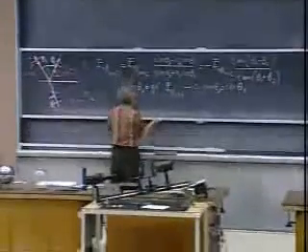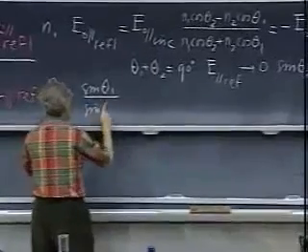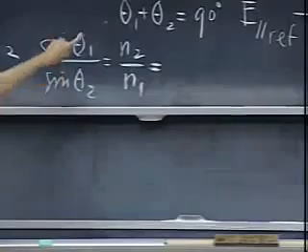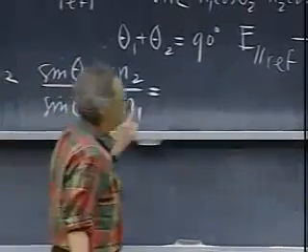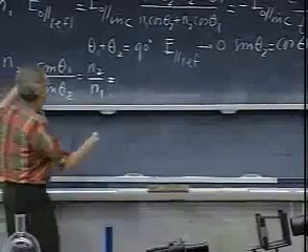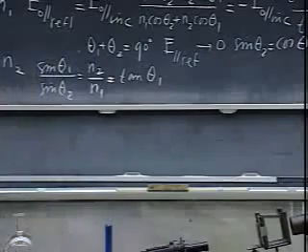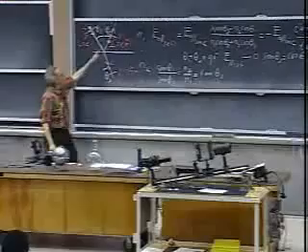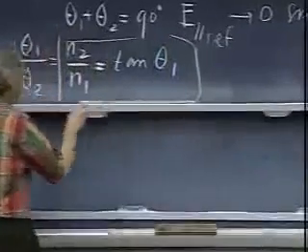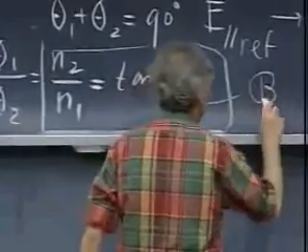remember Snell's law, which says that the sine of theta 1 divided by the sine of theta 2 is N2 divided by N1, I can replace now, only for this special case, the sine of theta 2 by the cosine of theta 1. And so I get here now the tangent of theta 1. And so if this is the tangent of theta 1, then we have met the condition that I was looking for, that I end up with 100% linearly polarized light. And so this is the secret to getting 100% polarized light. And this angle is called the Brewster angle.